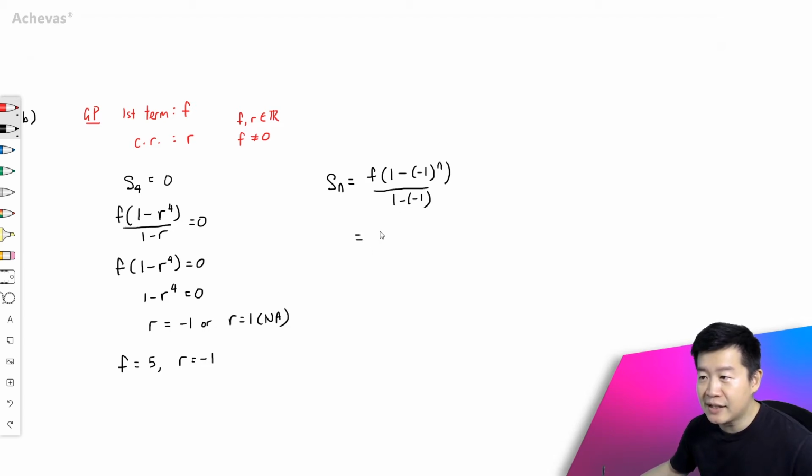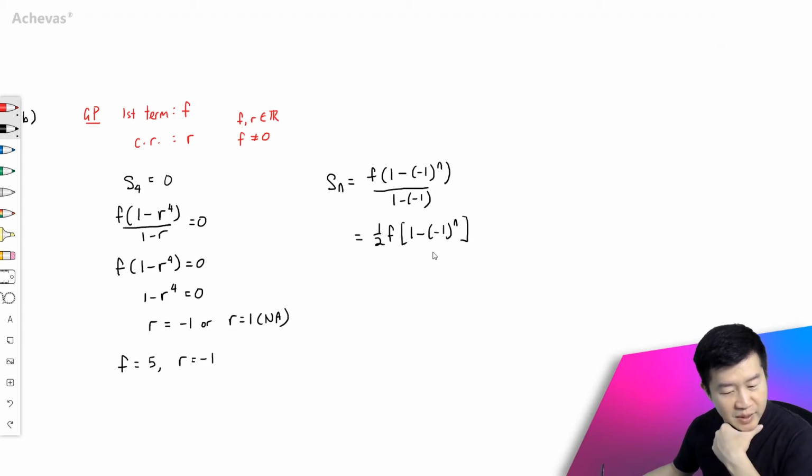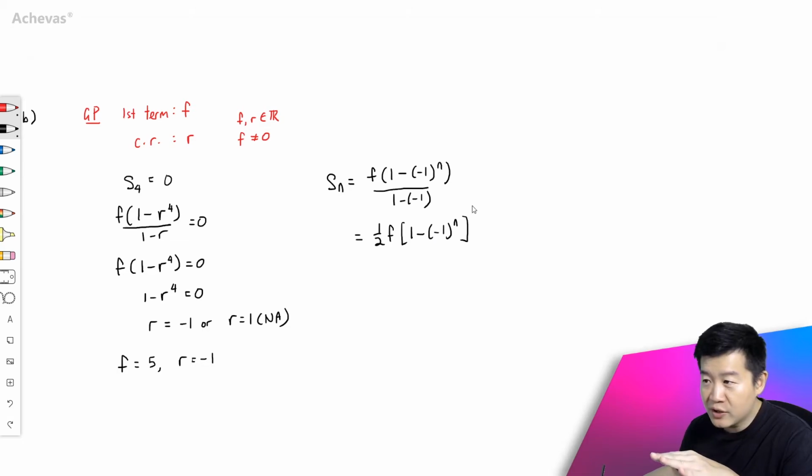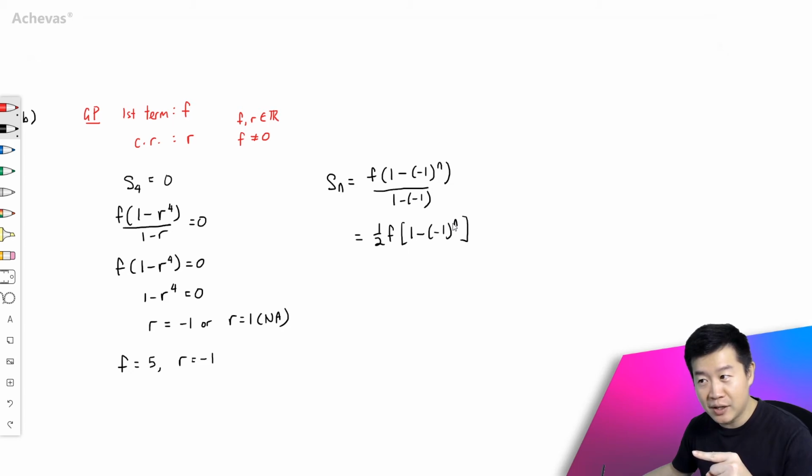So the sum of the first n terms will be half of f of 1 minus minus 1 to the power of n. We are supposed to express the sum in terms of f, so we need to find a way to reduce this negative 1 to the power of n so that the entire Sn is expressed in terms of f. Negative 1 to a power of n, and n is an integer, which means that n can be even or odd. This makes it easy for us to decide, because negative 1 to the power of an even number is going to be 1. So 1 minus 1 gives us 0, which is actually supported here as S4 is equal to 0.